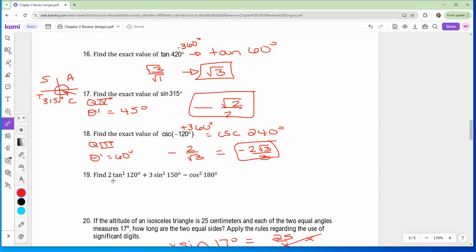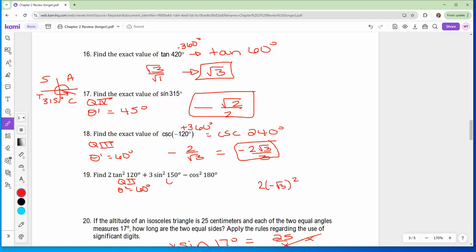And the last one, so if we work through all this, 120 is in quadrant 2. Reference angle 180 minus 120 is 60. So in quadrant 2, tangent's negative. Tangent of 60 is radical 3 over radical 1, which is radical 3.